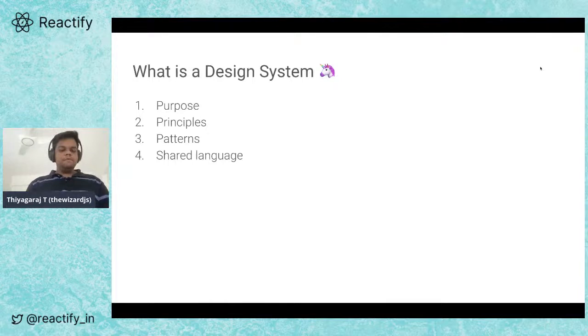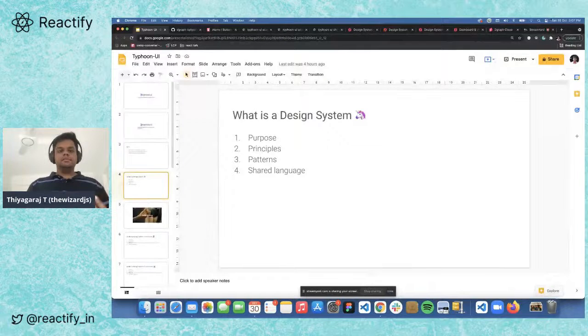So before getting into the specifics, what are the four things, and diving into patterns, I think when we started off with a design system, we started with some document.